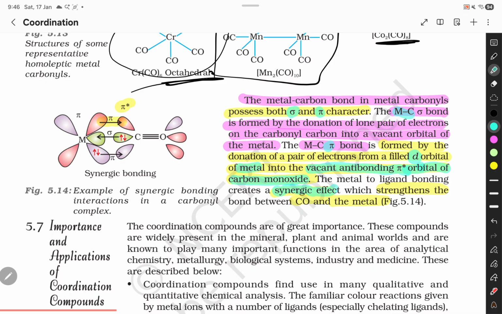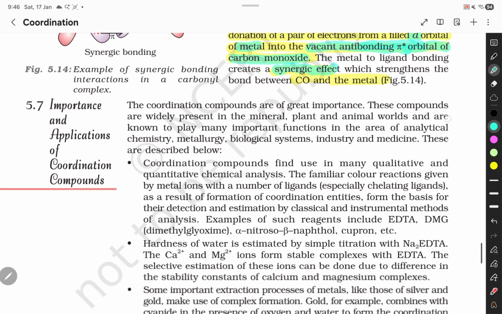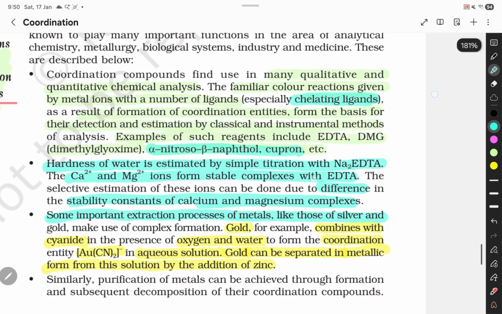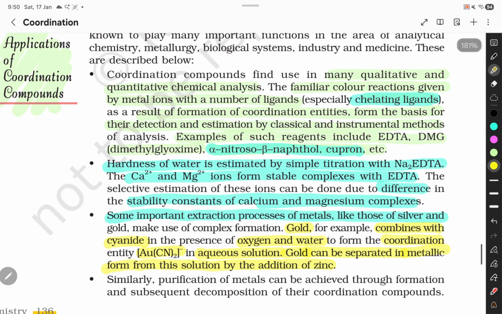This creates a synergic effect which strengthens the bond. I have no idea why it strengthens the bond, because it's a vacant anti-bonding orbital. Why anti-bonding? So yeah, this importance is the most. I want to quickly summarize these paragraphs for you.